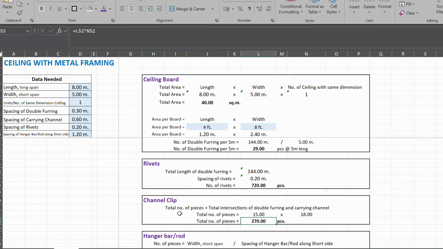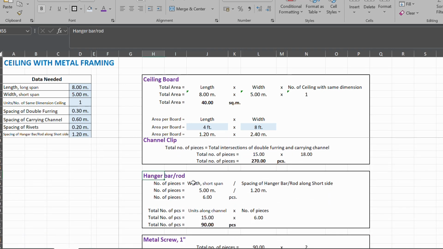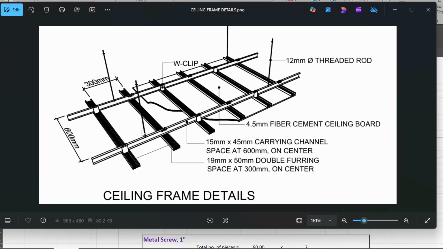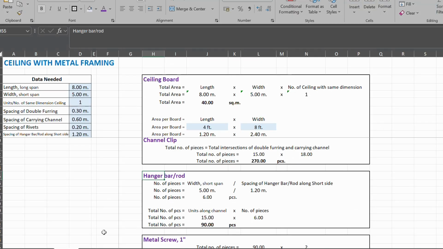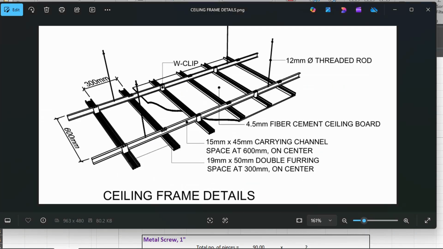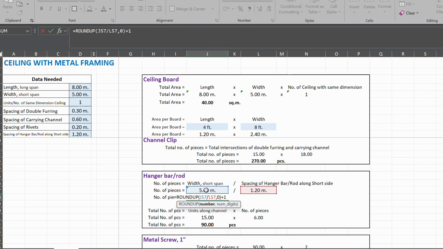It's 270 pieces, po. And then the hanger bar or rod. In this picture, it's along the carrying channel and it's placed in how many? 1, 2, 3. And consider 4, kasi half dito, half dito. So 4 times the spacing of this is 300, so 120. So short span is 5 meters, right? And then the spacing of hanger bar is 1.2 based on this. So 5 divide 1.2 plus 1.